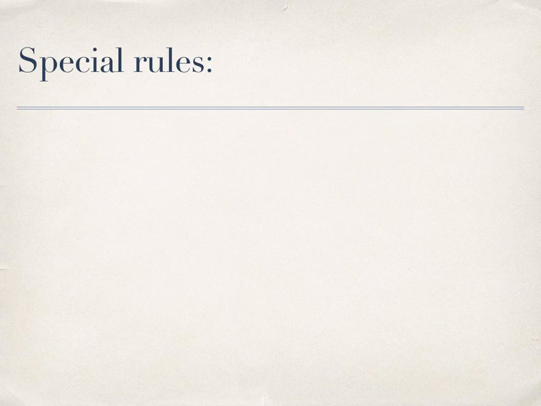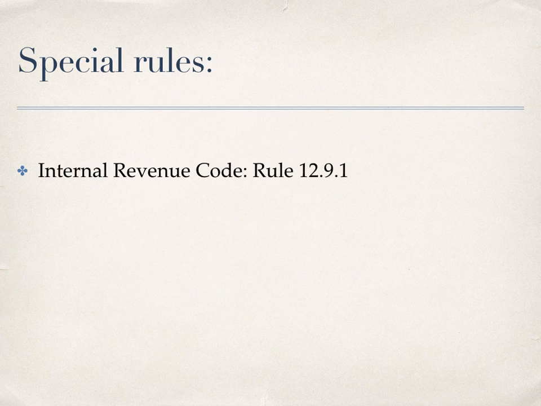Blue Book also contains some special rules for certain statutes, such as the Internal Revenue Code and some model statutes. So when you're trying to figure out how to cite a statute, you might want to make sure that it isn't governed by one of the particular special rules that you can find in Rule 12. The main ones that you may encounter are the Internal Revenue Code, which is governed by Rule 12.9.1.